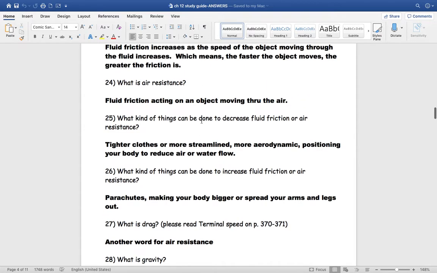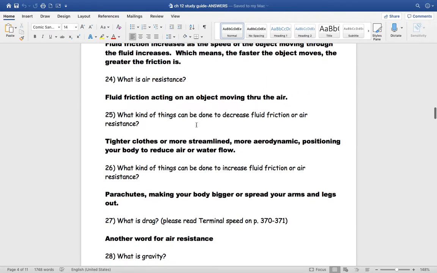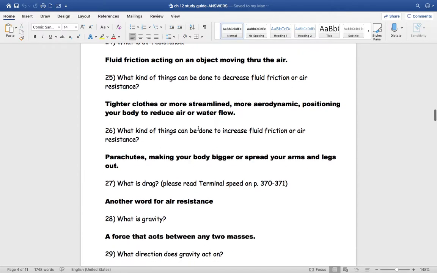What is air resistance? It's the fluid friction acting on an object moving through the air. What kind of things can be done to reduce fluid friction or air resistance? Apparently, I just answered that for y'all. Tighter clothes or more streamlined, more aerodynamic positioning of your body to reduce air or water flow. Again, if you're a runner at a track meet, you're not going to wear a big old baggy shirt and big old shorts. You're going to wear something very tight and streamlined.